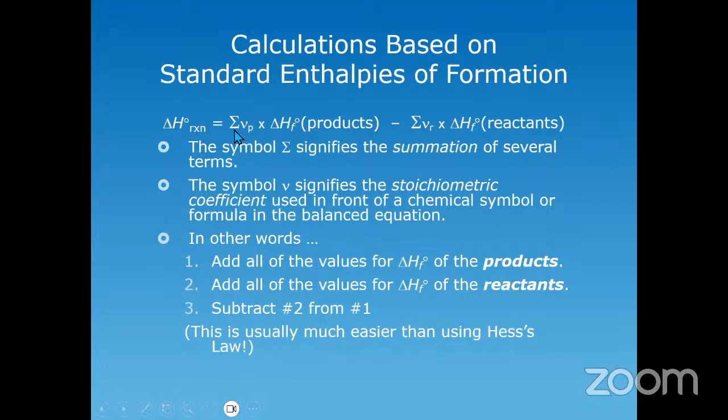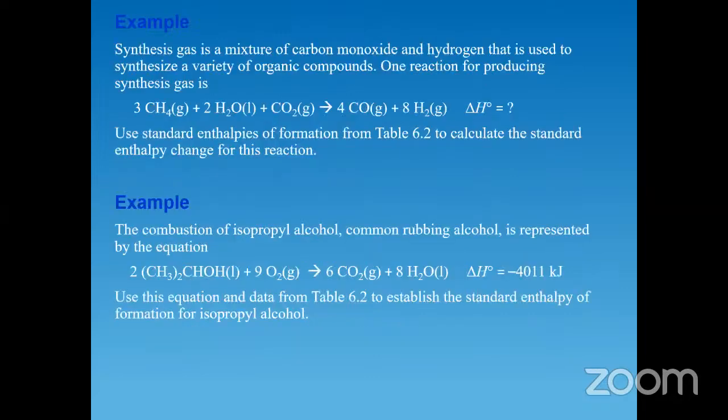So basically, once you find the sum of the enthalpy of the products, and find the sum of the enthalpy of the reactants, you subtract the sum of the enthalpy of the reactants from that of the products, and that will give you the enthalpy change of the reaction. And this is an easier way compared to using Hess's law, which can work, but is much more difficult, all right? So the next slide is an example.